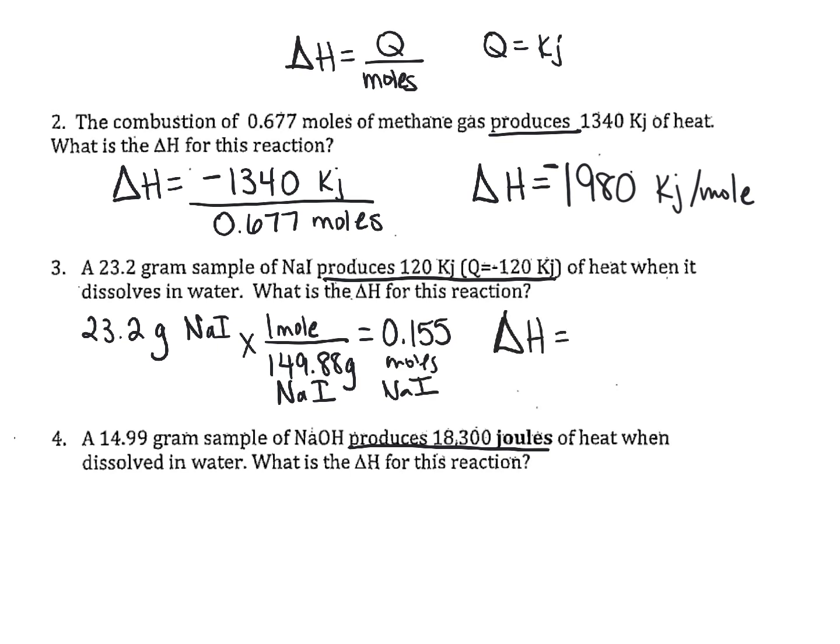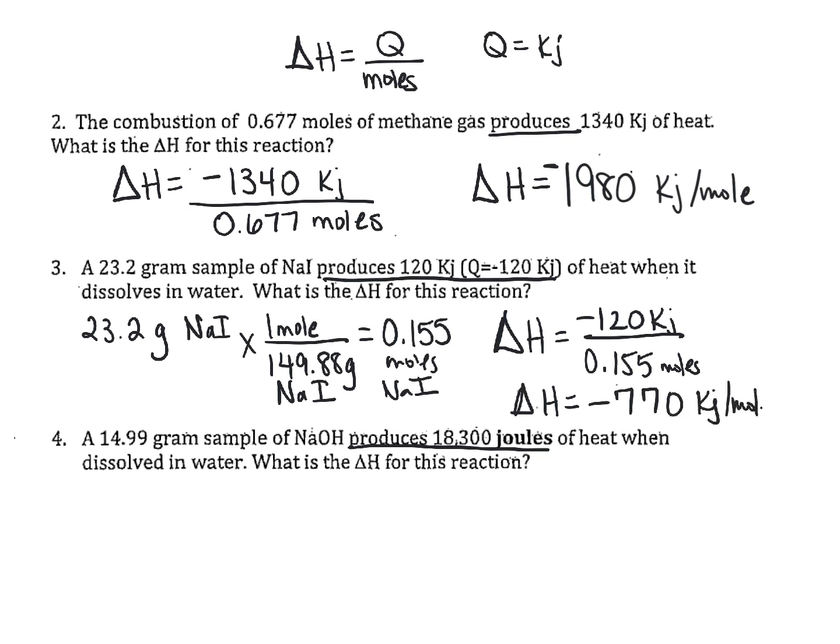Delta H is going to be equal to our kilojoules of energy, which is 120 kilojoules of energy being released, divided by our moles, which is 0.155 moles that we calculated. So our delta H, our change in our heat of a reaction, is going to be negative 770 kilojoules per mole. So there's our answer for that one.